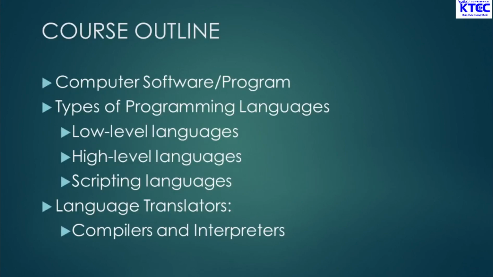In this lesson, we're going to look at computer software or program. From there, we proceed and look at the types of programming languages. In here, we're going to look at low-level languages, high-level languages, as well as scripting languages. When we are done with that, then we proceed and look at language translators. In here, we have compilers as well as interpreters. We're going to look at what compilers are, what they do, what interpreters are, and what they do as well.